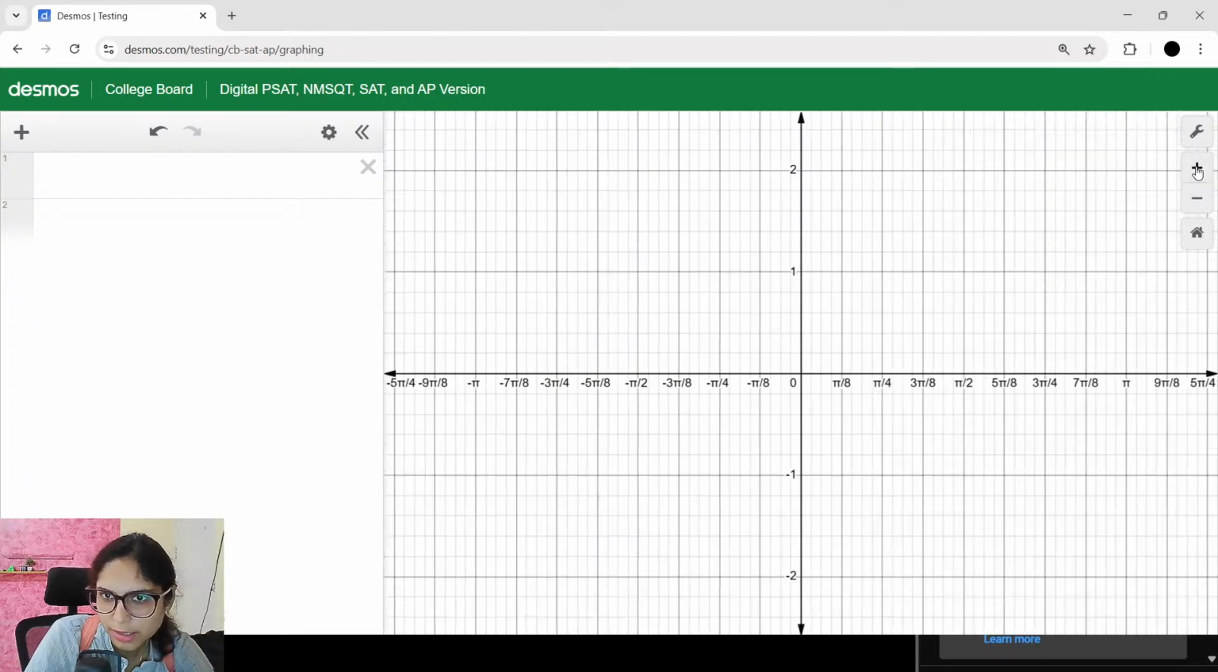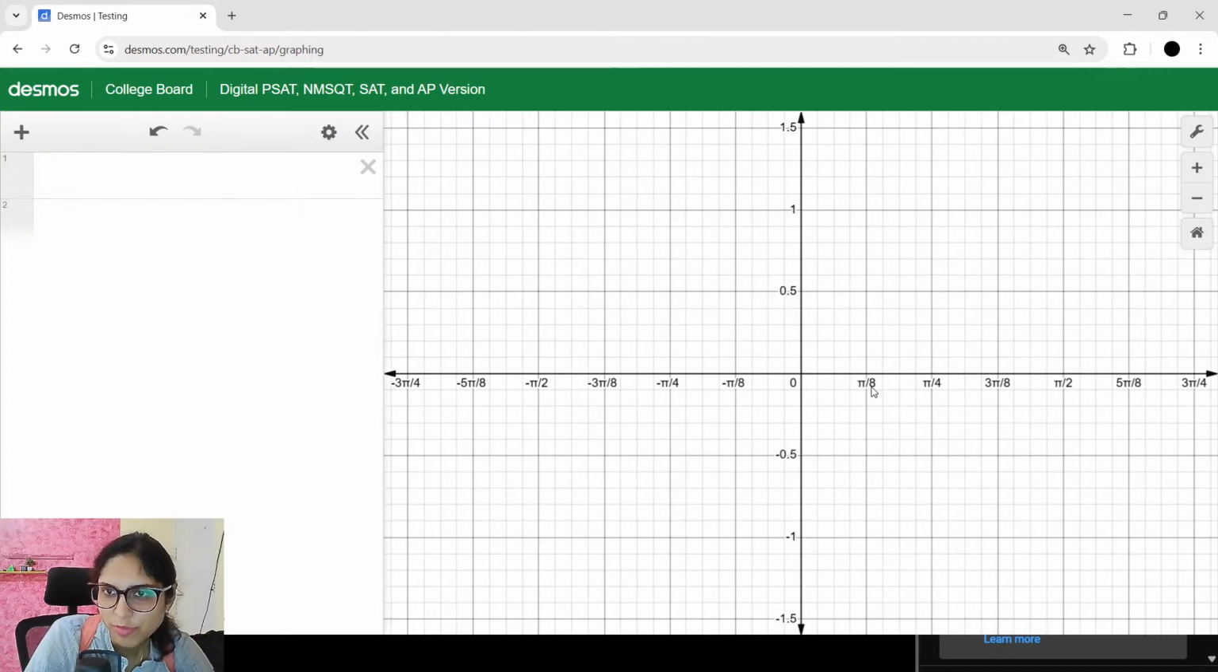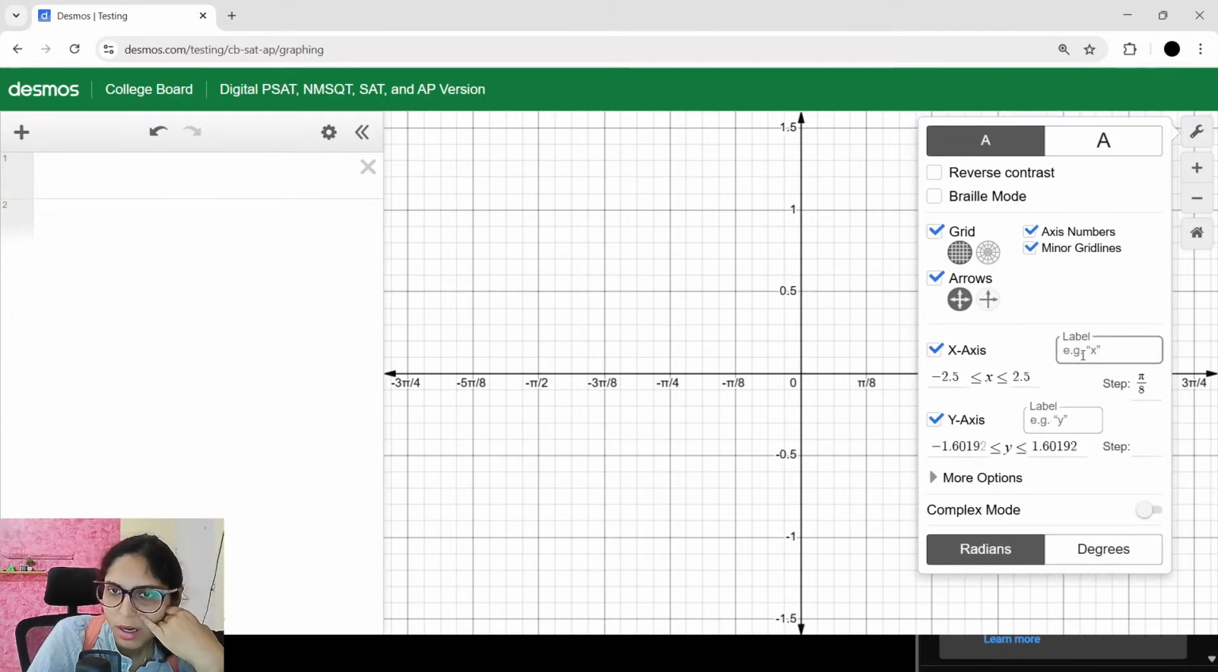This is pi over 3 and like that. Yeah, see. Now you have pi over 8, pi over 4, 3 pi over 8, pi over 2. So you can change your x coordinates to whatever you want. Similarly, you can do it for y label.